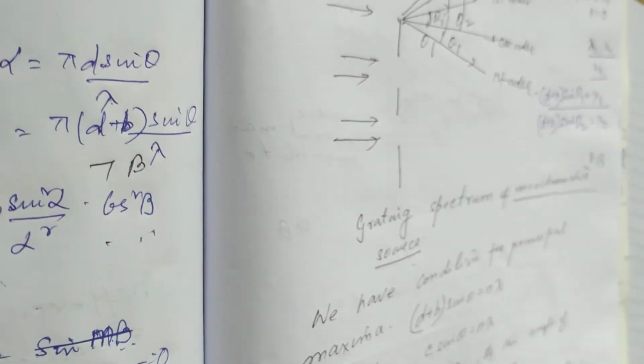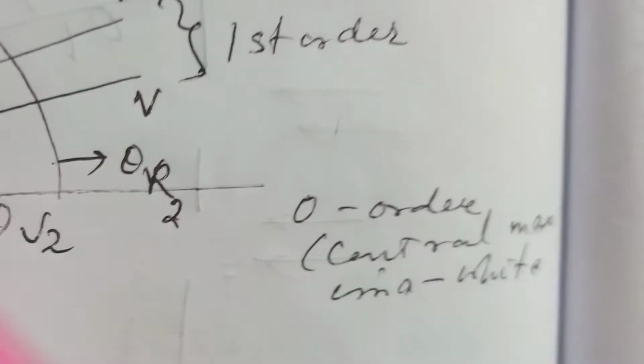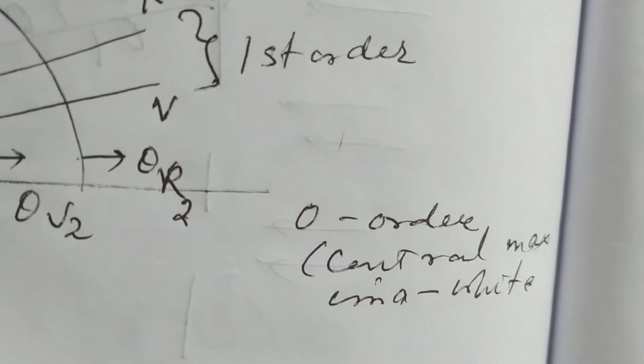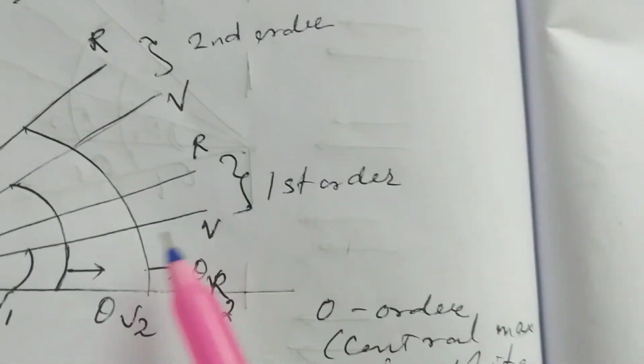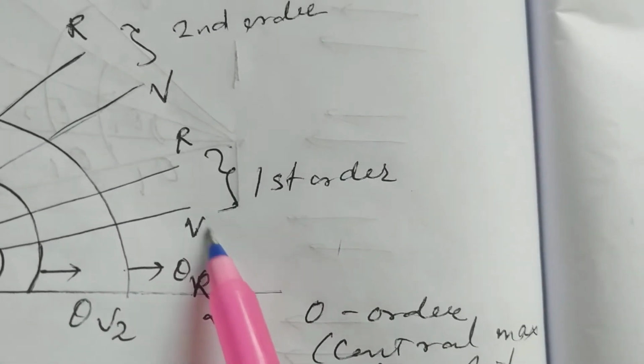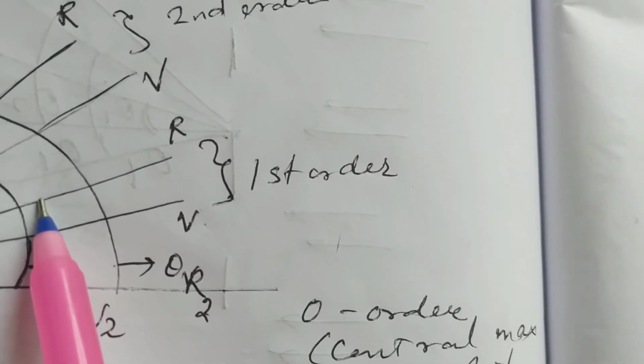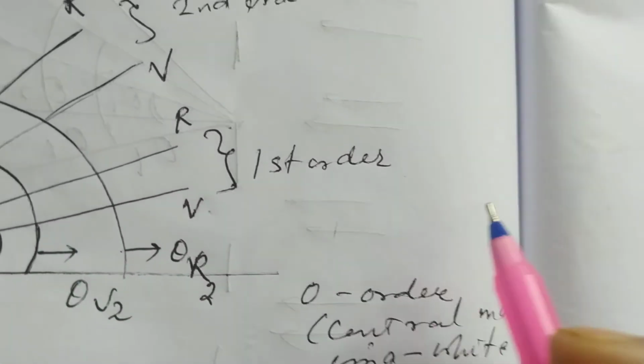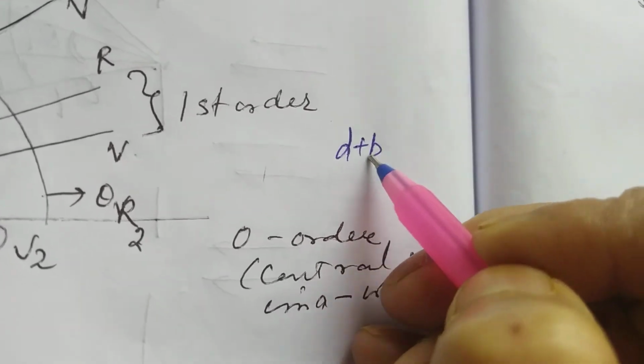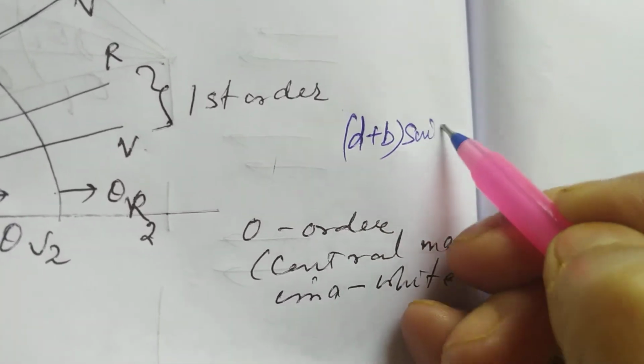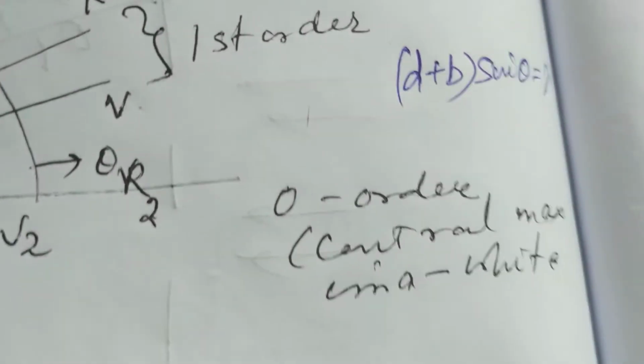Let me see this. So here I am saying that for theta 1, say theta 1 is for violet ray. So the violet ray's theta 1 is different from the red ray's theta 1. So we will get the formula (d plus b) sine theta is equal to lambda for first order, when I am considering the first order maxima.